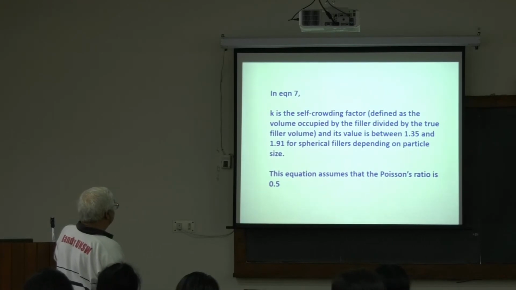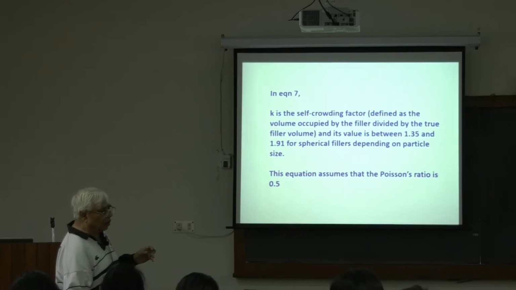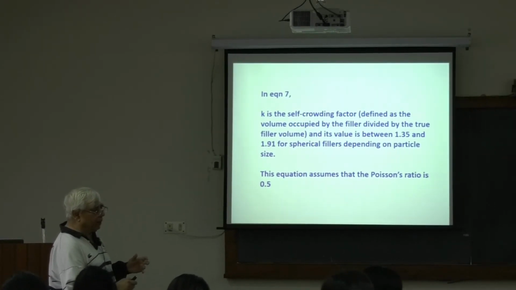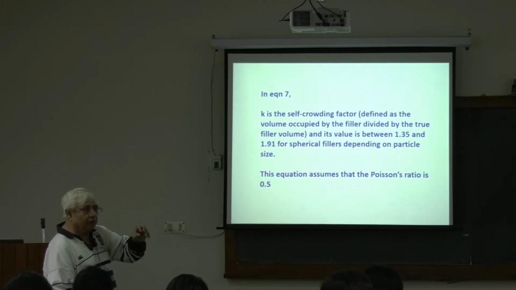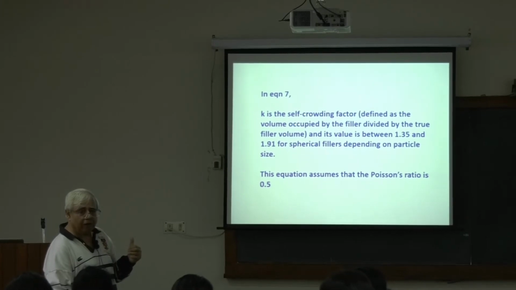In this equation, K is the self-crowding factor. It is defined as the volume occupied by the filler divided by the true filler volume. And this value is actually 1.35 to 1.95. What it says is that if the fillers have a volume of 1 unit, whatever it is, cubic microns or so, but there are some voids, they are occupying room there. So that is about a factor of 1.3 to a factor of 2 higher.